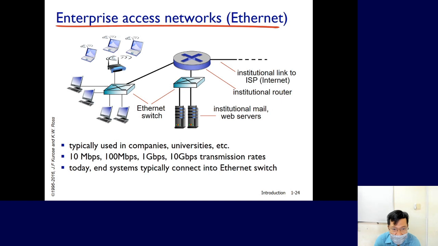Now with LAN technology, there are 10 megabits per second, but Ethernet now can reach 1 gigabit per second or 10 gigabits per second. So today, the end system typically connects to an Ethernet switch before getting access to the internet. It means that the Ethernet switch connects to the router, the first edge router, before getting to the ISP router.